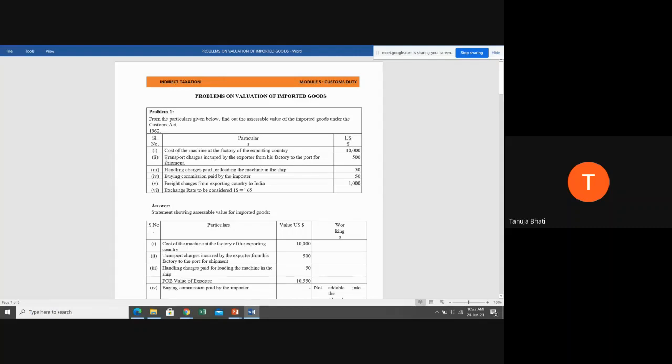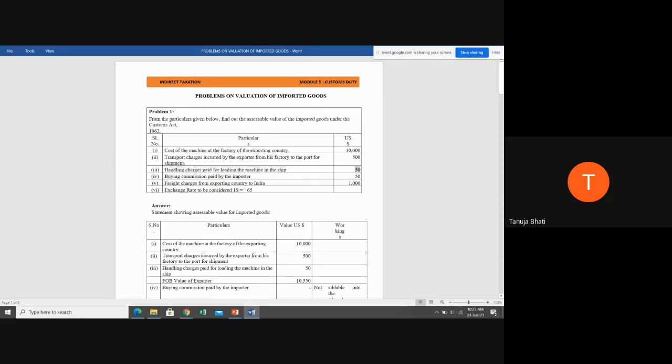Now, transport charges incurred by the exporter from his factory to the port for shipment. Should this be included in calculating the assessable value? Yes, students. So it is 500, sorry, $500.